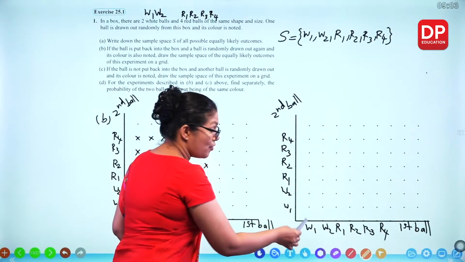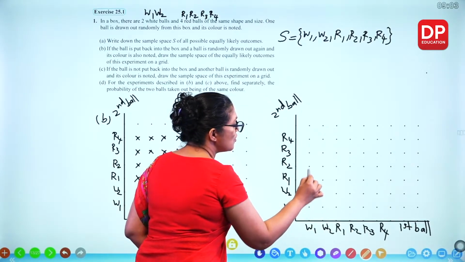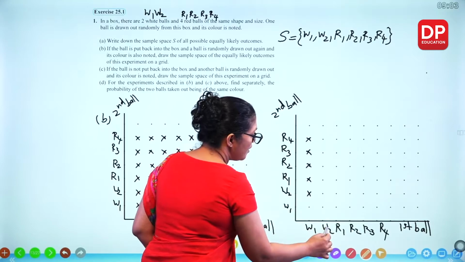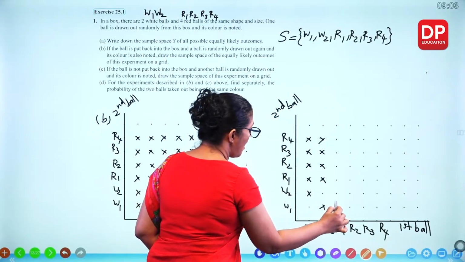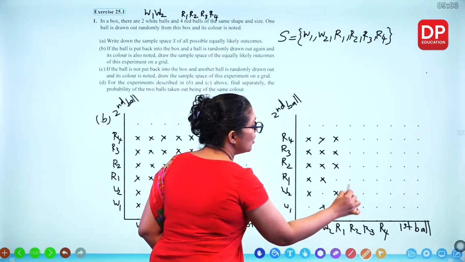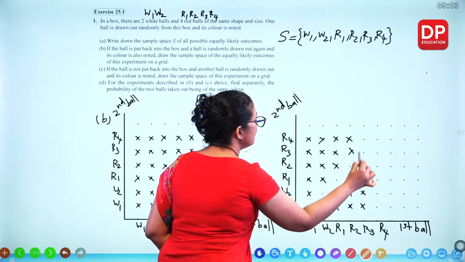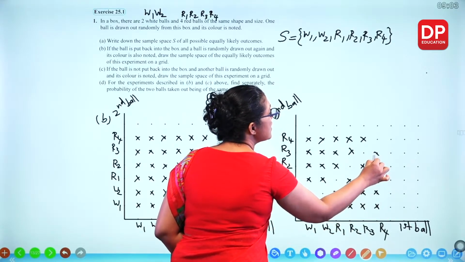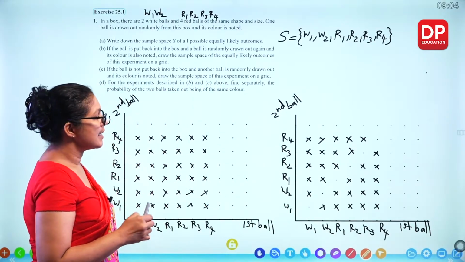And if you get white one the first time, you can't get white one again. So the other elements are getting. Then W2, you can't get W2 again. If it's R1, you can't get R1. R2, you can't get R2. For R3, you cannot get R3 again. R4, you can't get R4. So here you can see the main diagonal terms you are not getting.